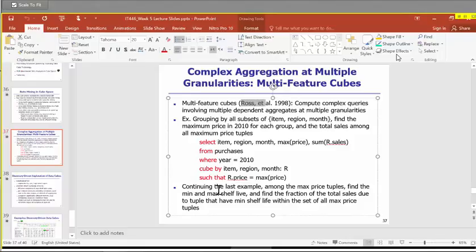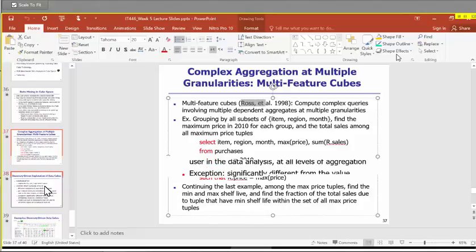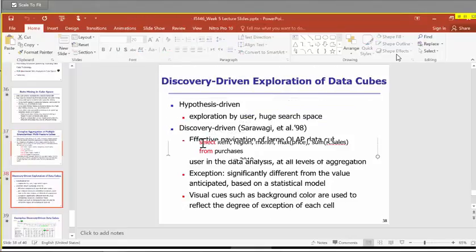So we continue the last example. Among the maximum price tuples, we find the minimum and maximum shelf life and find the fraction of the total sales due to tuples that have minimum shelf life within the set of the maximum price. So discovery-driven exploration of the data cubes can be of two types.